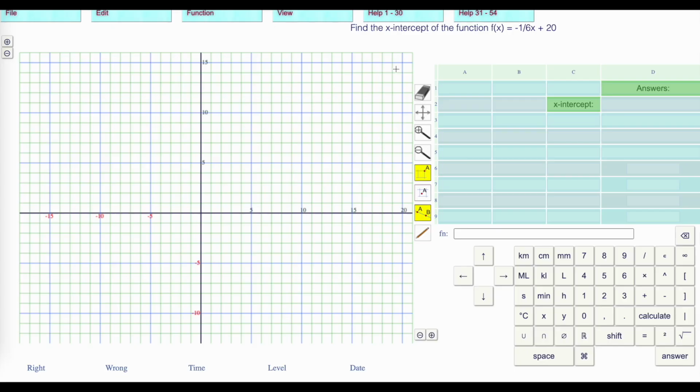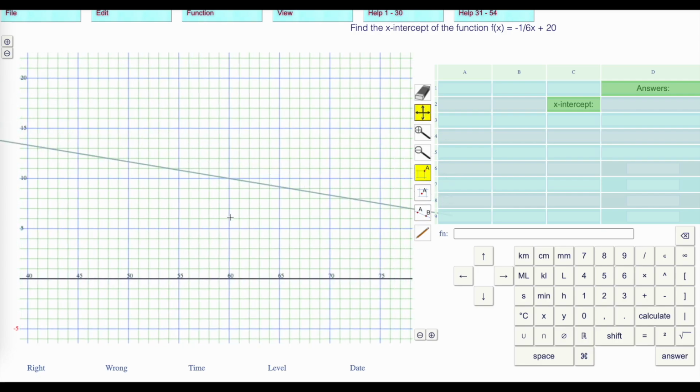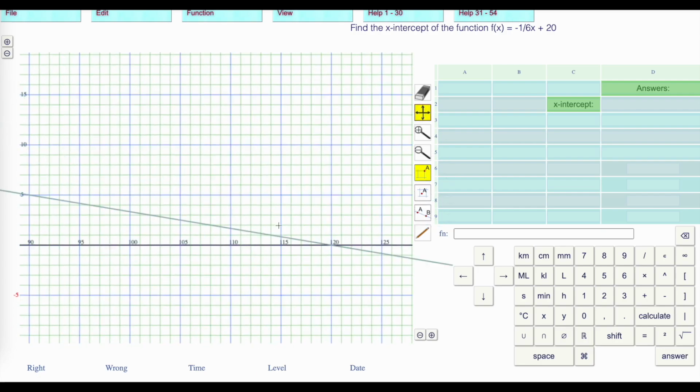Let's look at the zeros first. Here we have f of x is equal to negative 1/6 x plus 20. The b value is 20. The slope is negative 1/6, delta x over 6 and delta y down 1. This is our graph. It is crossing the x-axis at 120. We can read it off like that, or we can do a calculation.